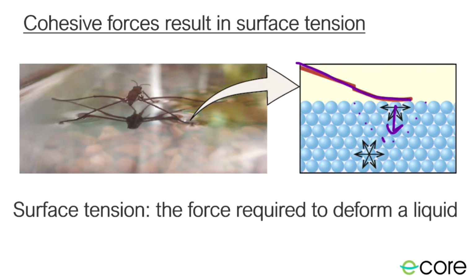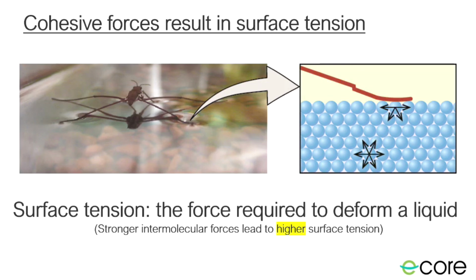Here's the thing, water bugs can walk on water, but they couldn't walk on any old solution. Water has really strong intermolecular forces, which means it takes a lot of energy to deform that surface. Here's the thing about surface tension. Stronger intermolecular forces lead to higher surface tension. So because water has relatively high intermolecular forces, it's a good surface to try to walk on water bug style.